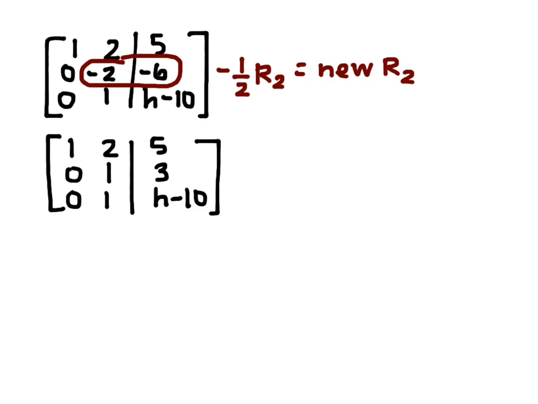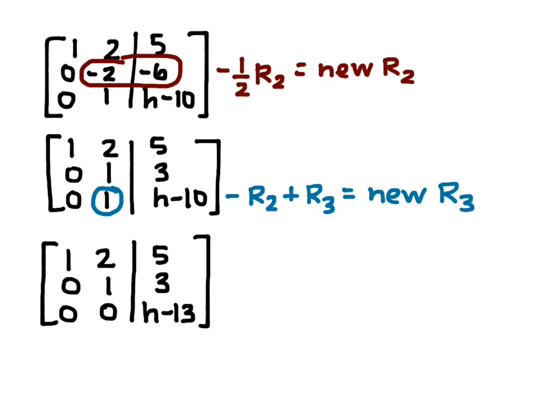And now my final step is to zero out this 1 that's below the leading entry in row 2. So I will do negative row 2 plus row 3 equals the new row 3. And I have my final row echelon form matrix: 1, 2, 5, 0, 1, 3, 0, 0, h minus 13.